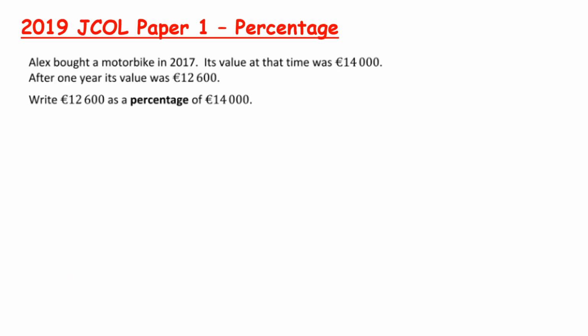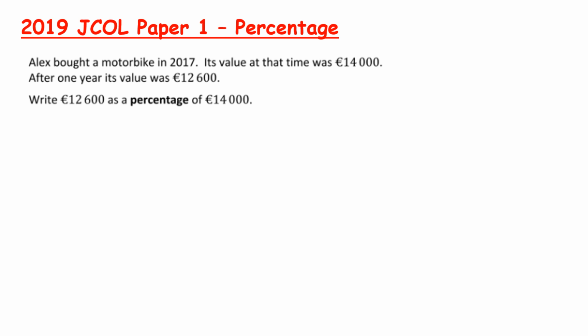And you're going to see this method again and again and again as we work through examples. So let's start with another ordinary level question. This one is from the 2019 Junior Certificate paper. Alex bought a motorbike in 2017. Its value at the time was 14,000. After 1 year, its value was 12,600. So write 12,600 as a percentage of 14,000.